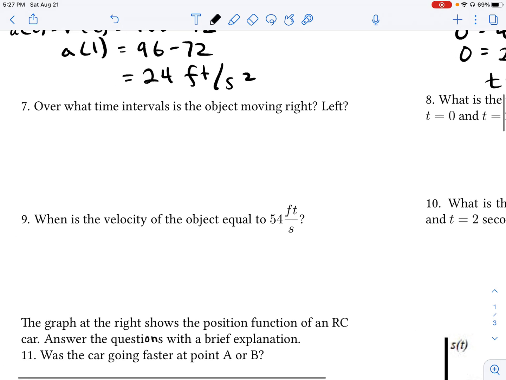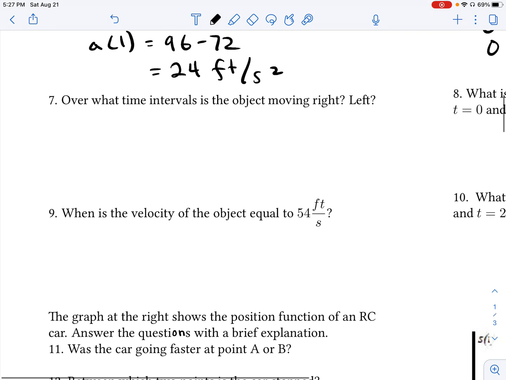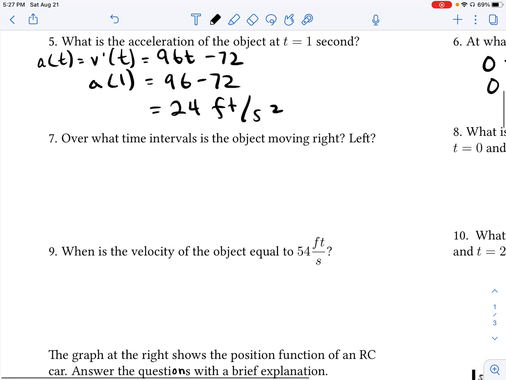All right, let's try number 7 now. Over what time intervals is the object moving right? And when would it be moving to the left? Well, we're going to look at our velocity function here, but most importantly, we're going to be looking at its signs. Now, you can draw a number line here, and I'm going to actually mark 0 as one endpoint here. And the reason for that is I'm not concerned about negative time. So I want to look at 0 and onward.